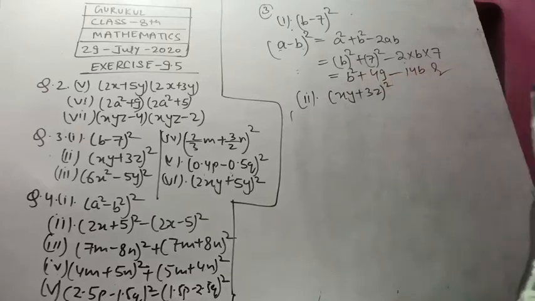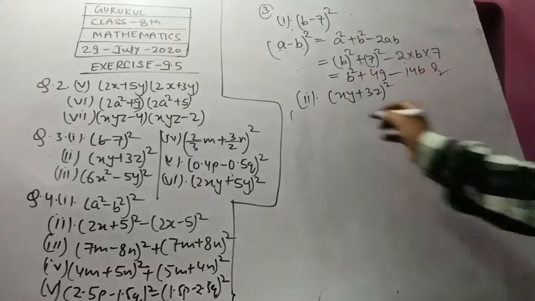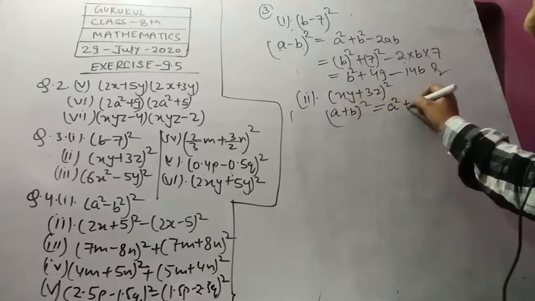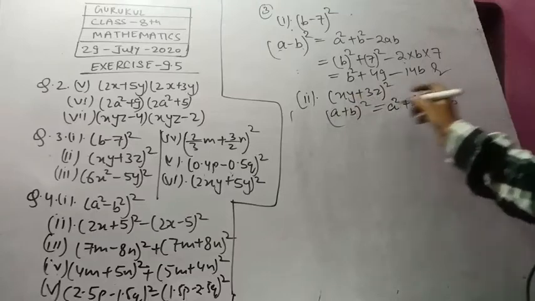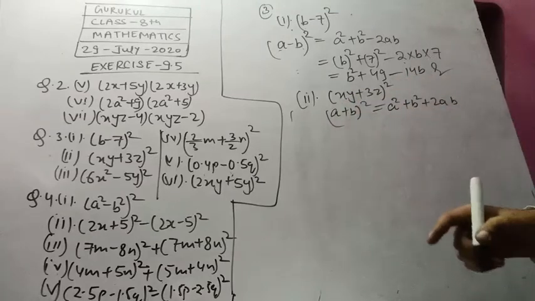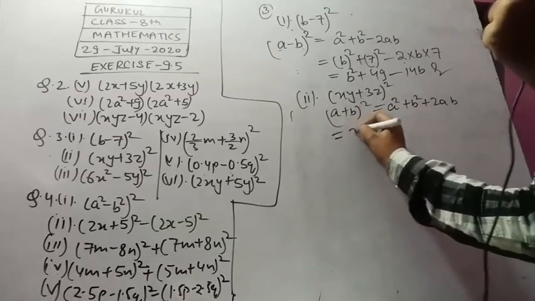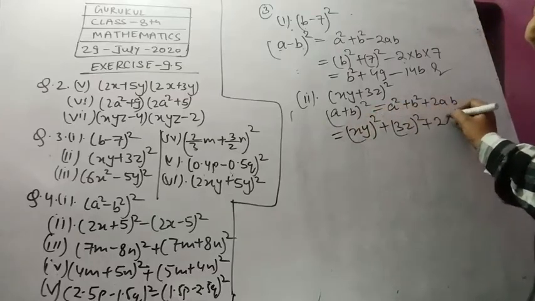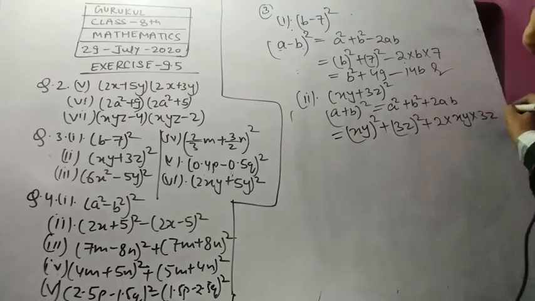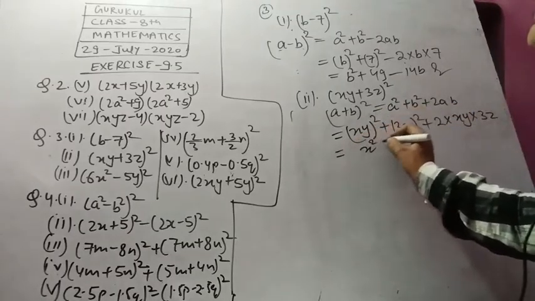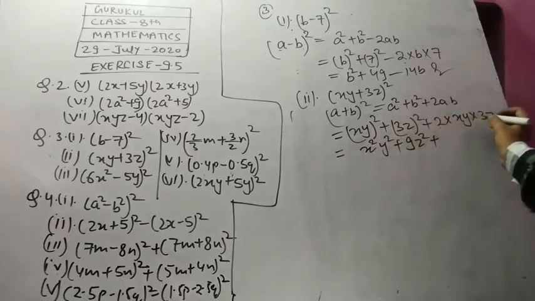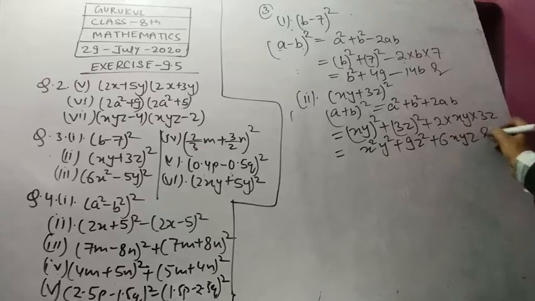So here you can see that the identity which we are going to apply is (a plus b) whole square, that is a square plus b square plus 2ab. So similarly (xy plus 3z) whole square, this will be (xy) square plus (3z) square plus 2 into xy into 3z. So (xy) square, this will be x square y square, plus (3z) square, 3 3s are 9z square, plus 2 3s are 6xyz. This is turned out to be the answer.